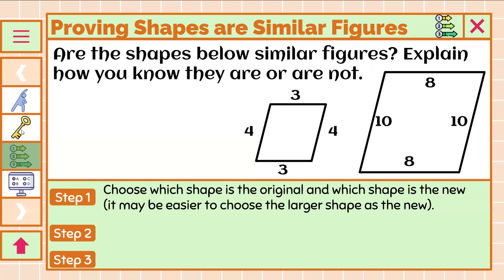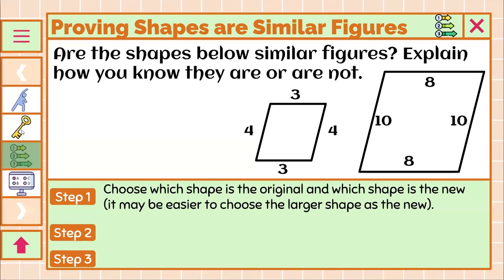When we're doing things like finding scale factor, we don't have a choice in this, but when we're just proving that shapes are similar, we can decide which one we want to be the new and which one is the original. As it says, because we're going to be doing some division, it may be easier to choose the larger shape as the new. And I will do that. We're going to say that the smaller shape will be our original, and our bigger shape will be our new. So that was step 1. We've now determined what's our new, what's our original.